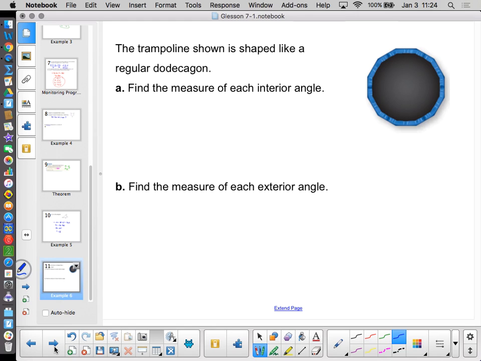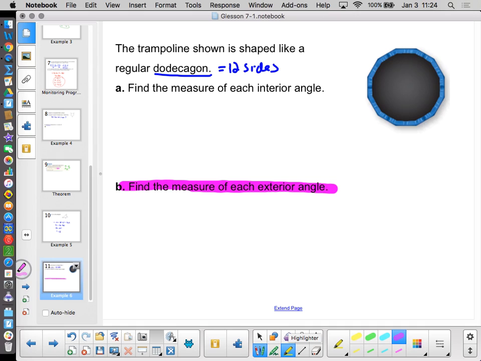Trampoline is a dodecagon. Dodec means how many sides? Yes, dodec means 12 sides. Find the measure of an interior angle and each exterior angle. Now, I'm going to give you a hint on a problem like this. The important hint you're going to want is start here. Start with the measure of each exterior angle.